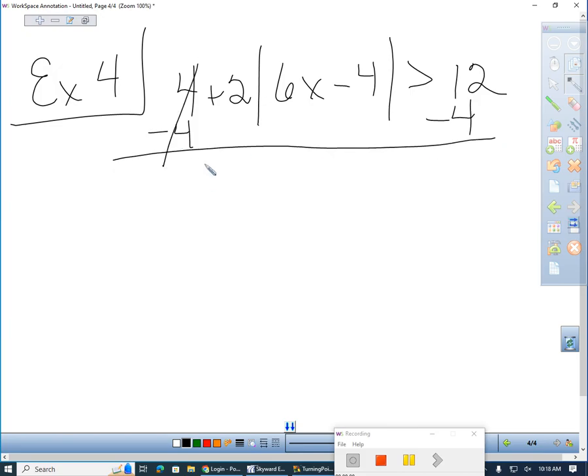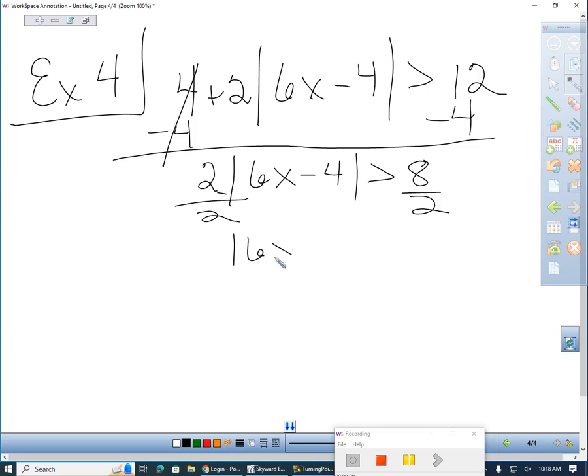So, we have 2 times the absolute value of 6x minus 4 is greater than 8. Divide by 2, I agree. We're going to divide both sides by 2. So I have the absolute value of 6x minus 4 is greater than 4. Now that I've isolated, we can split it into 2.